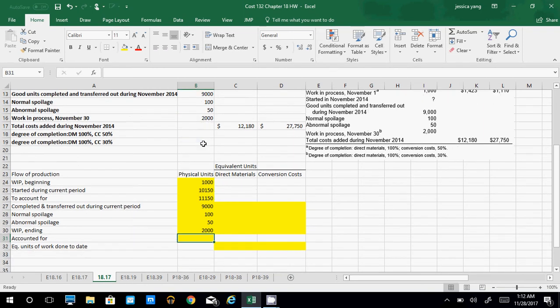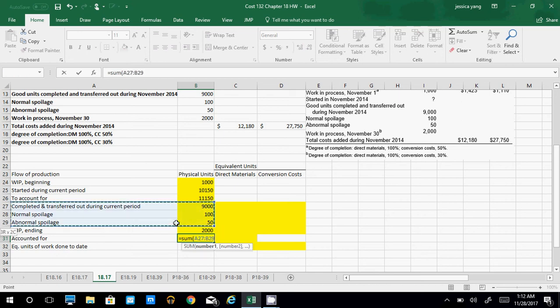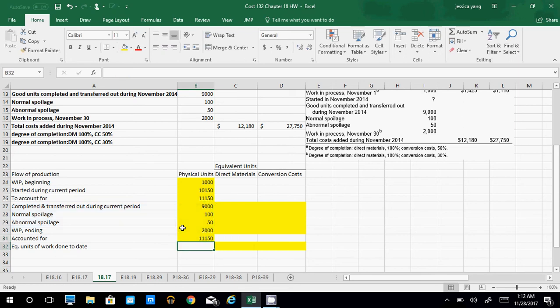Accounted for, to find this, we would take the sum of completed and transferred out during the current period, 9,000 units, plus normal spoilage of 100 units, plus abnormal spoilage of 50 units, plus work in process ending 2,000 units, which gives us a total of 11,150 units. Now notice that for physical units, my units to account for and my units accounted for must match, a total of 11,150 units.